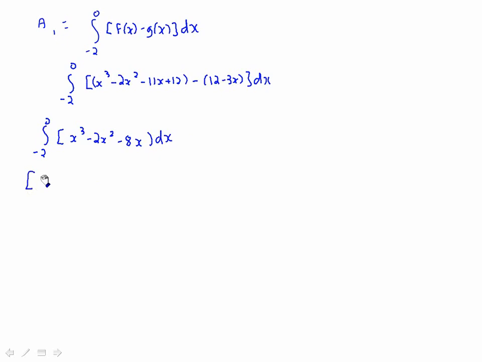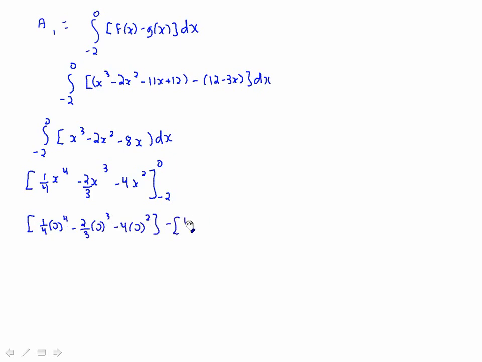So this will then become, when we take the antiderivative of it, we get 1 over 4 x to the 4, minus 2 over 3 x to the 3, minus 4 x squared, from 0 on top, negative 2 on the bottom. And then we just set it up and go. This one would be 1/4 times 0 to the 4 minus 2/3 times 0 to the 3 minus 4 times 0 squared minus 1/4 times negative 2 to the 4 minus 2/3 times negative 2 cubed, and then minus 4 times negative 2 squared.